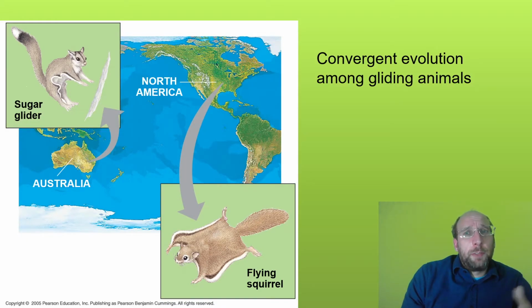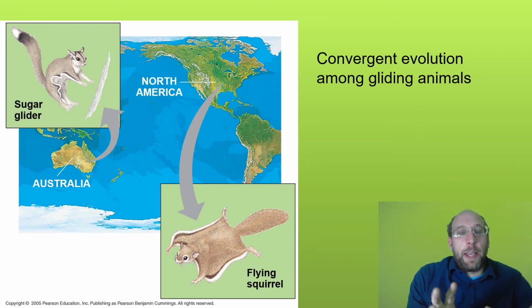Another example of convergent evolution is between these two flying little mammals: the flying squirrel, which is native to southern North America where we live, and the sugar glider, which is native to Australia. Both of these organisms glide from tree to tree using a flap of skin that they have.